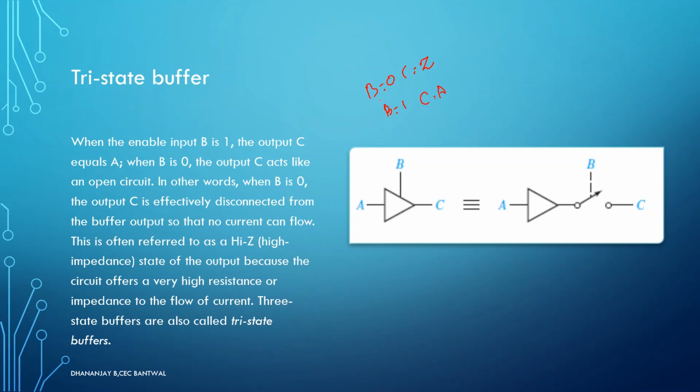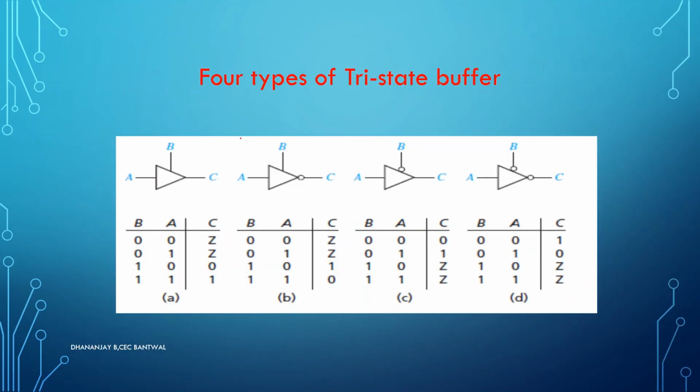Three-state buffers can also be called tri-state buffers. These tri-state buffers can work in 4 different modes, and we'll check what the 4 different modes are. First one, B is equal to 0. When B is equal to 0, C will always be equal to Z, because the circuit is open and no output flows. When B is equal to 1, C will be equal to A. So this A can be either 0 or 1. That is explained here. B can be 0, B can be 1.